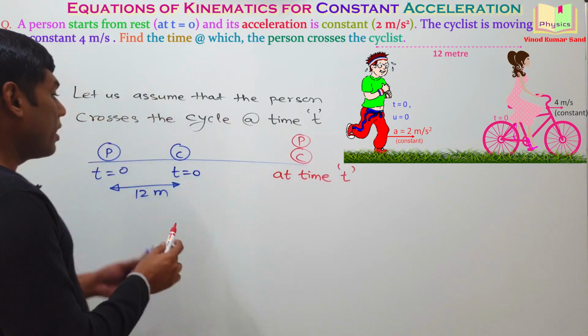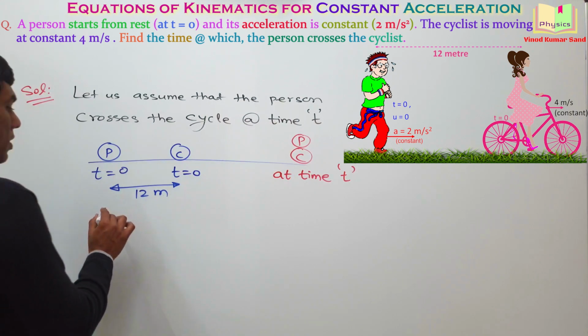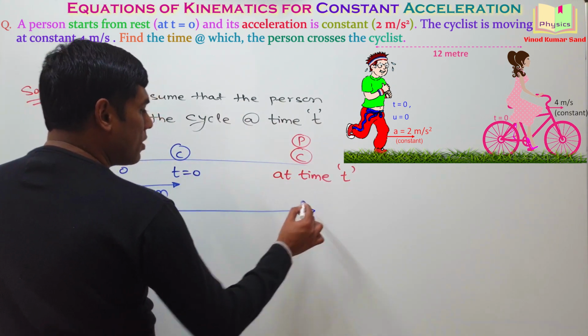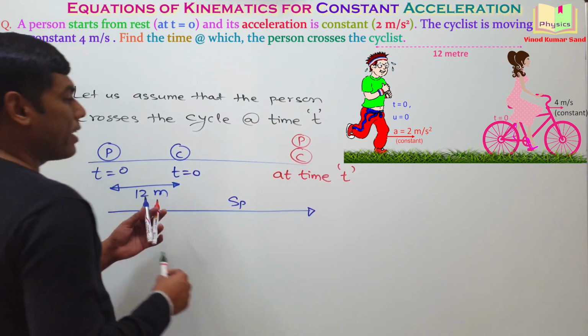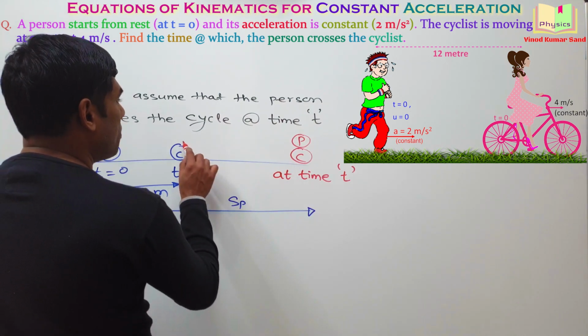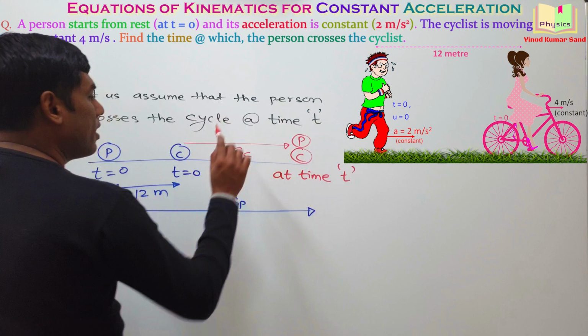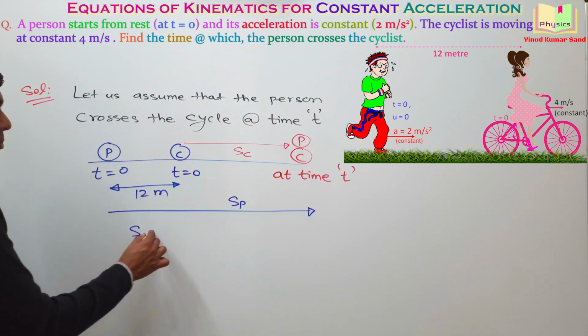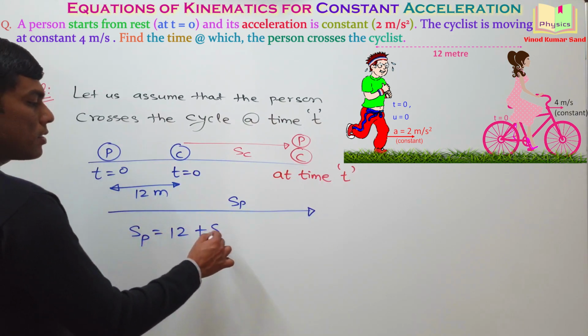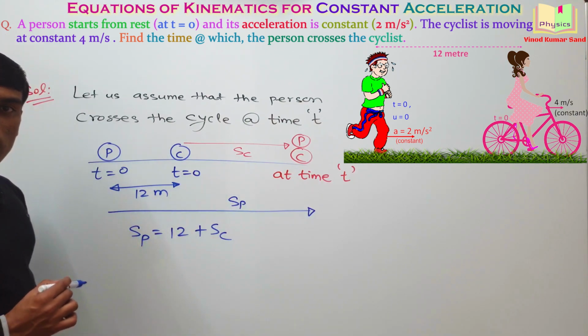Now for this situation, the person will travel some distance that we indicate as SP, and the cycle will travel some distance that we indicate as SC. What should be the relation? Simple, you can see it from the diagram. SP must be equal to 12 plus SC.